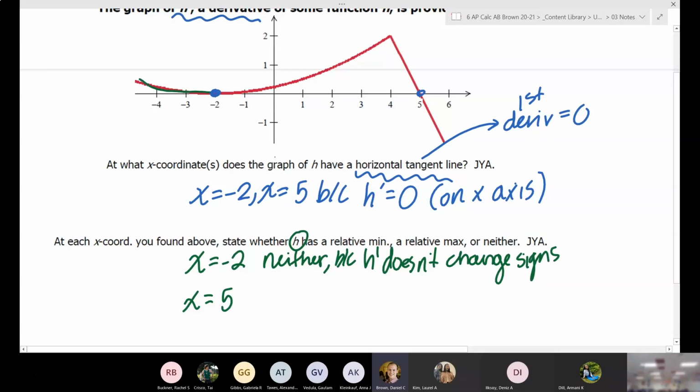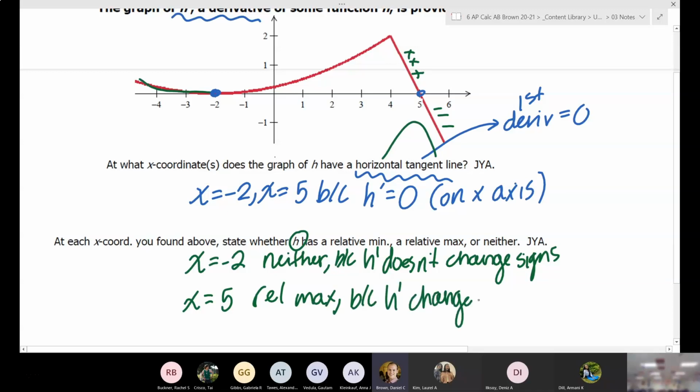Using that idea, then at x equals 5, I do see something a little bit more happening there. Would that be a relative minimum, maximum, or neither, and why? Minimum. So think, on the left of it, we have what types of numbers? Positive. So we have positive slopes, and then when it hits 5, it changes to negative slopes. So at 5, it's going to be going up first and then down. So what do we have at 5? Maximum. Relative maximum. So x equals 5 is a relative maximum. How do I know? Because h prime changes from positive to negative.